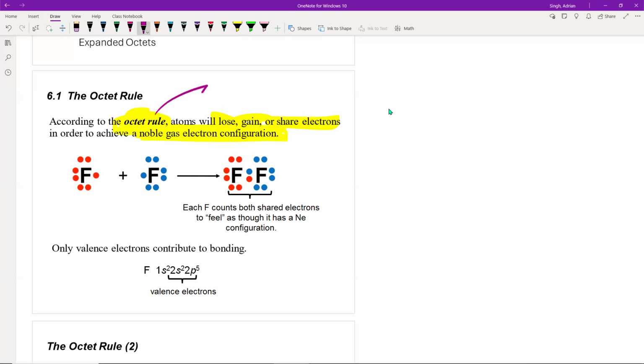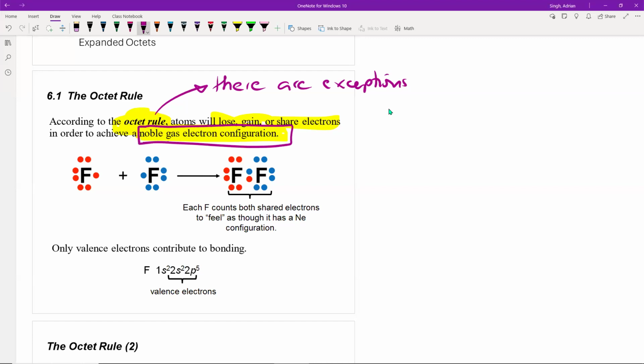We'll write that right away. There are exceptions to the octet rule, which is why instead of saying the octet, we usually say the elements want to lose, gain, or share electrons to achieve the electron configuration of the nearest noble gas.